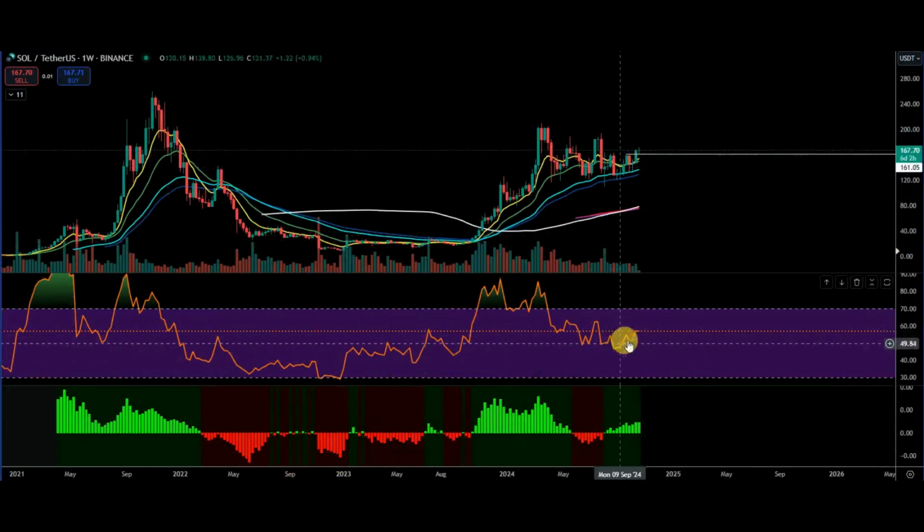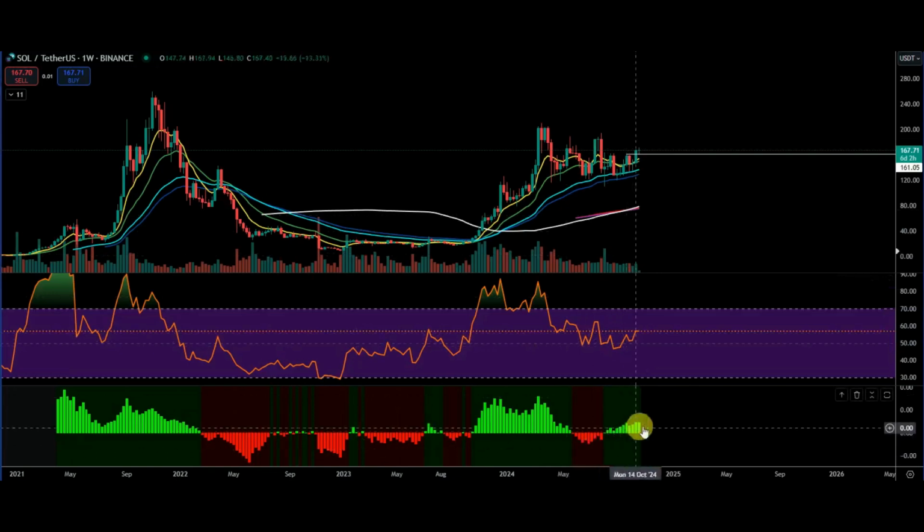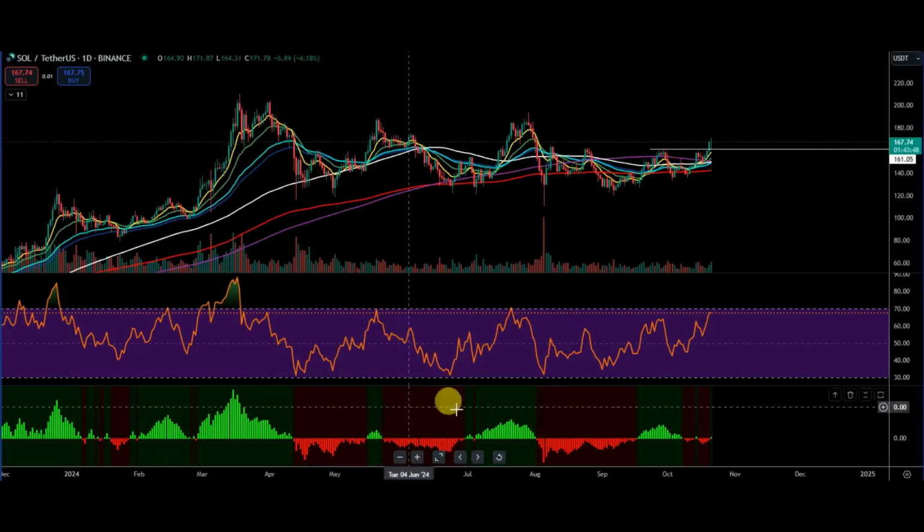This RSI is trying to break the 50 here. It is above the 50 here, and that can help momentum to the upside, as long as it holds, of course, and as long as the sentiment holds. But it is also interesting, right?